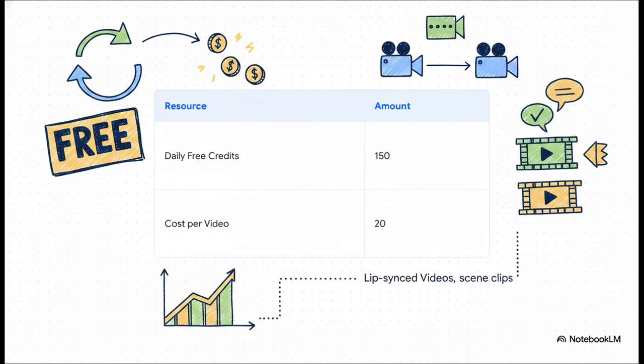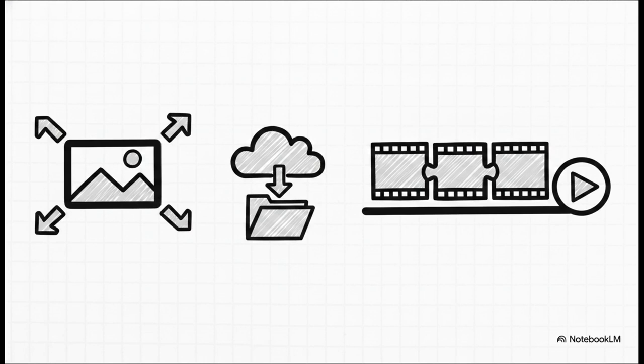And let's quickly talk economics, because I did promise you this was a free workflow. Flow AI gives you 150 free credits, and they refresh every single day. Generating one of these lip-synced videos using the Veo 3.1 Lite model costs just 20 credits. So you can easily generate all the scene clips for a standard project entirely for free, day after day, without ever hitting a paywall.